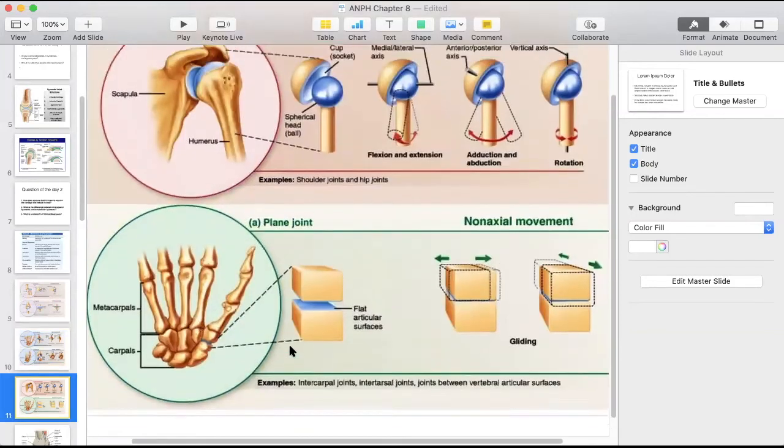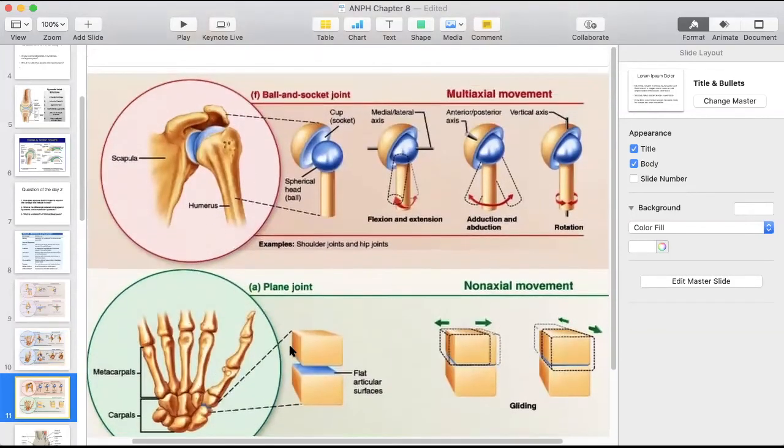And next is going to be the ball and socket joint, which are the most intricate joints in the human body. Two examples are going to be the shoulder joint and the hip joint. And these two joints are surrounded by structures, ligaments and muscles, to keep the ball and socket joint stable.